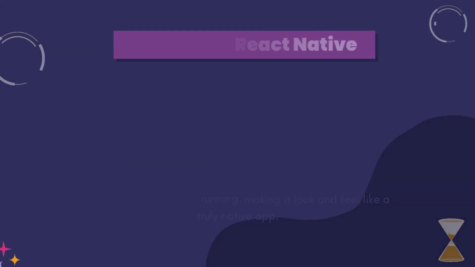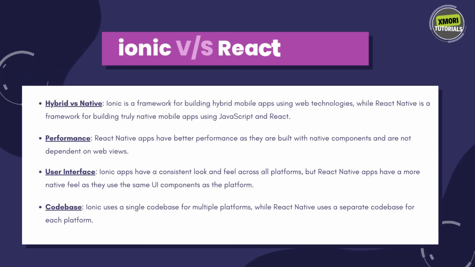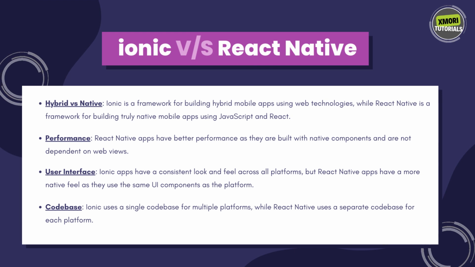Hybrid versus native. Ionic is a framework for building hybrid mobile apps using web technologies, while React Native is a framework for building truly native mobile apps using JavaScript and React. Performance. React Native apps have better performance as they are built with native components and are not dependent on web views. User interface. Ionic apps have a consistent look and feel across all platforms, but React Native apps have a more native feel as they use the same UI components as the platform.